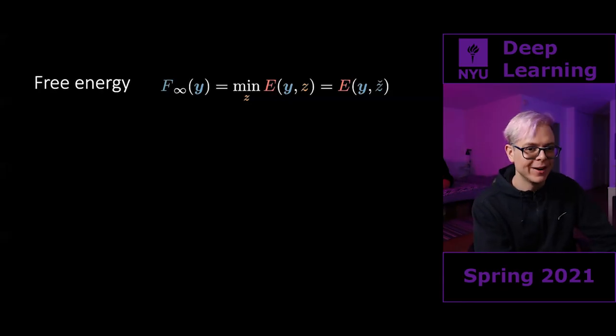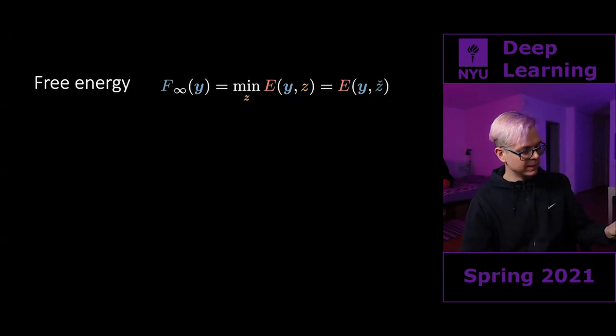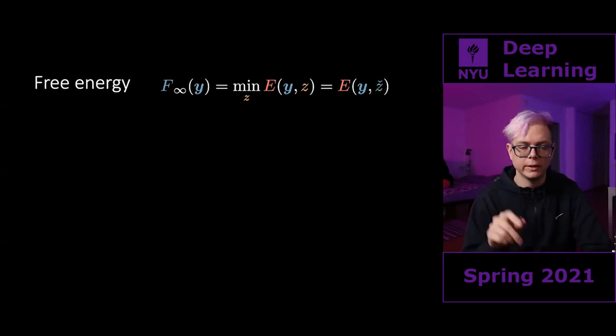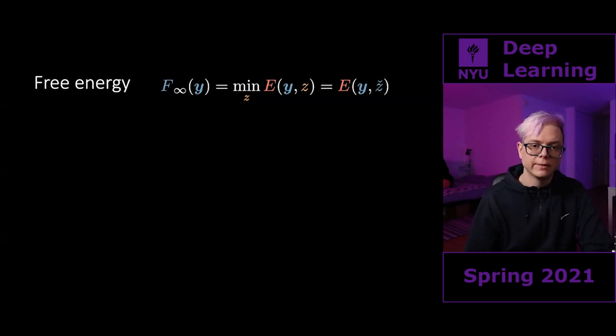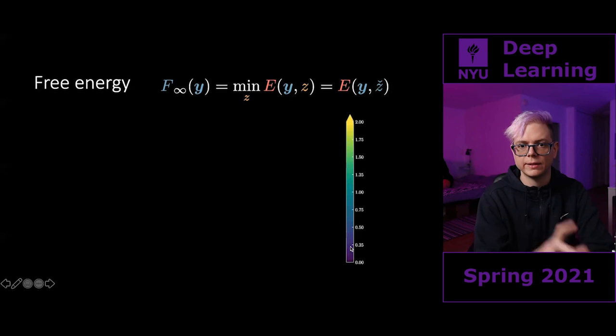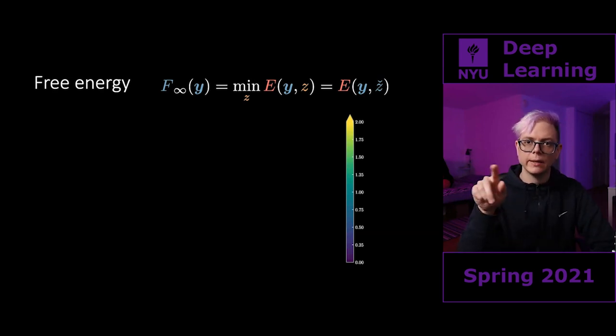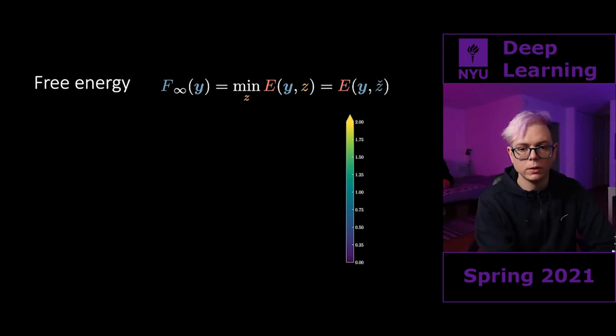Okay. All right. So, free energy. What was this? This was defined in one of the last slides from last time. This is the free energy in the zero temperature limit, called F infinity, which is defined as the minimum value that the energy E takes with respect to the latent variable Z, okay? And if we define Z check to be the position of the latent where we have the minimum, then we can simply write that F infinity is just E at Z check, right?